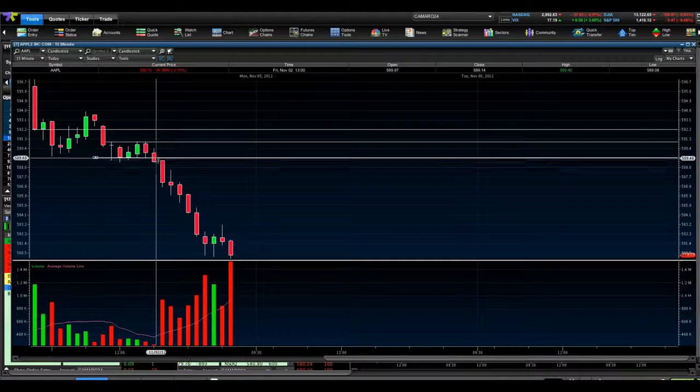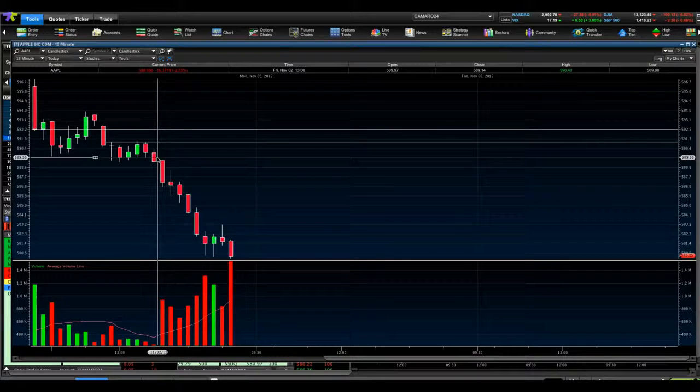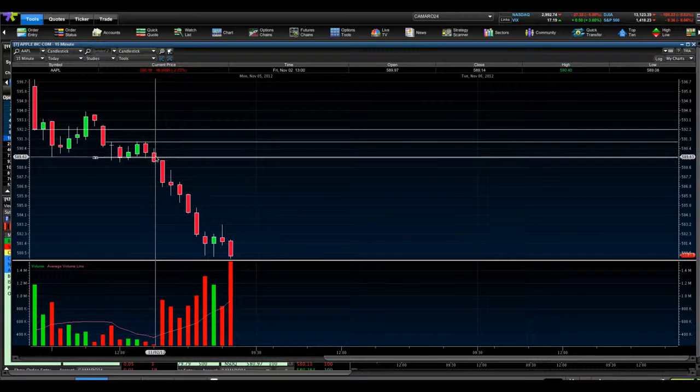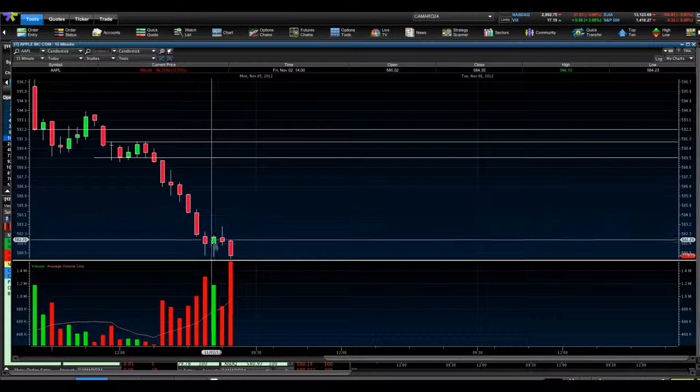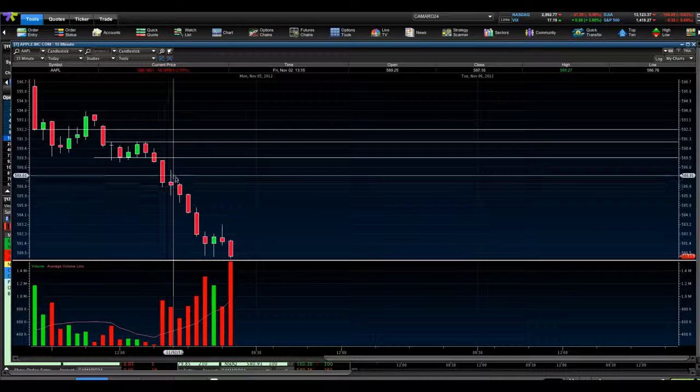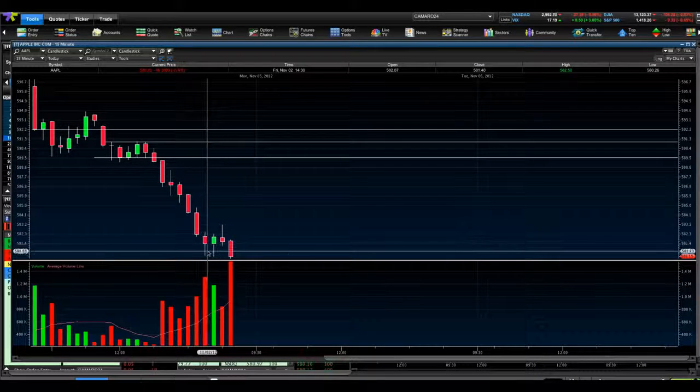And look what happened. This time it closed underneath support. That means more lows were coming. This is a signal to buy puts. And look what happened to Apple. Apple went from 590 essentially, and it didn't really slow down until it hit 580. This is a great win right here.